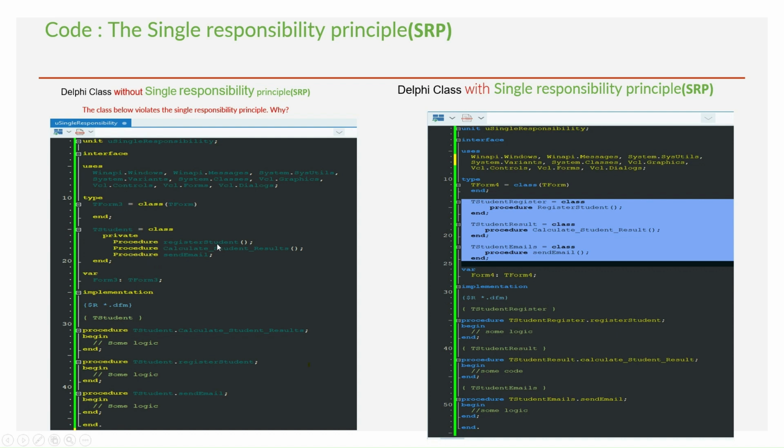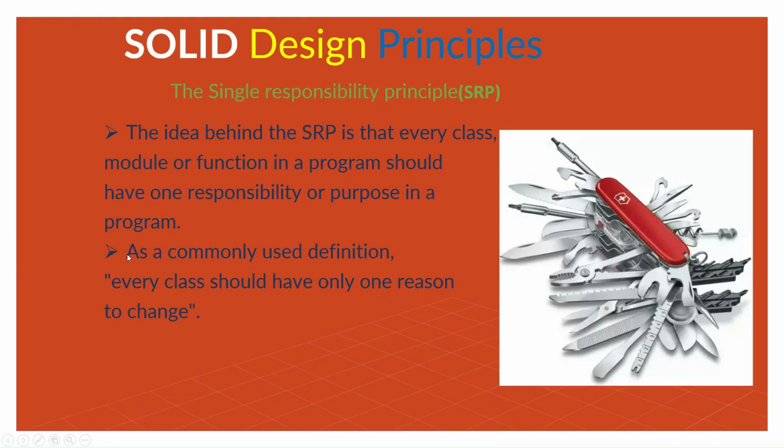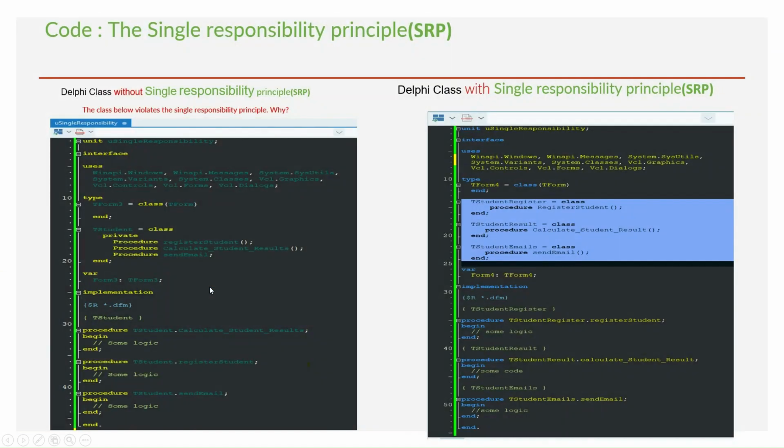We can register, we will calculate the student result, and we send the mail after that. So if any change happens in one of the requirements, like either registering the student or calculating the result, it will impact the complete Student class, right? We need to do thorough testing. But what does the single responsibility principle say? Each and every class should have only one reason to change. So it will be better if we split these methods, because each of these procedures is a major functionality.